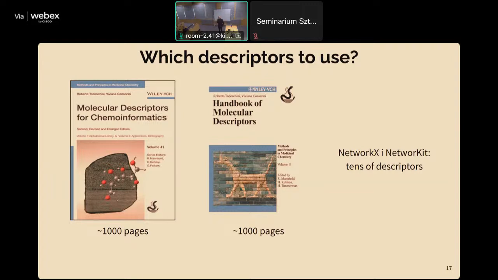So we have tens of descriptors in those two libraries. And indeed, each of those descriptors can be aggregated in multiple ways, right? Because, for example, for each descriptor, we can calculate all of those statistical aggregators. So we have thousands upon thousands of different descriptors possible, available. We have their combinations, transformations. So how can we apply this in practice?